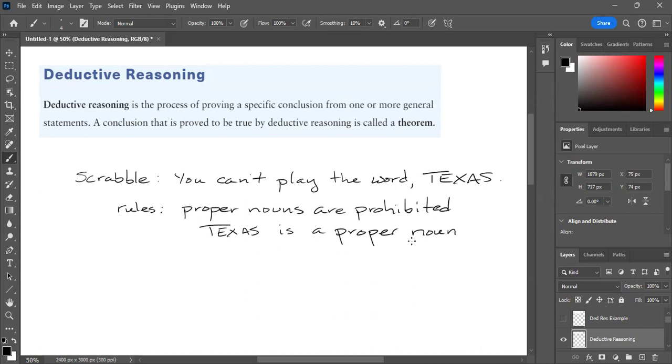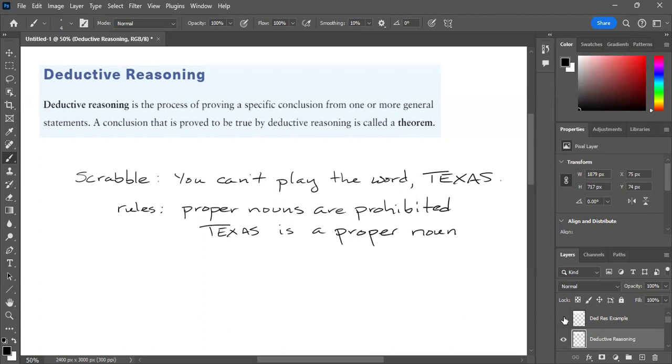Now, like I said, there's no rule that says you can't play Texas. However, you can't because there's a general rule that says you can't play a proper noun. So that's an example of when we might use deductive reasoning. Again, we're going from a general phrase, like proper nouns are prohibited, to the very specific, you can't play the word Texas. That's deductive reasoning. Inductive, we went from very specific examples to come up with a general. Deductive, you start with general statements and work your way down to a specific one.